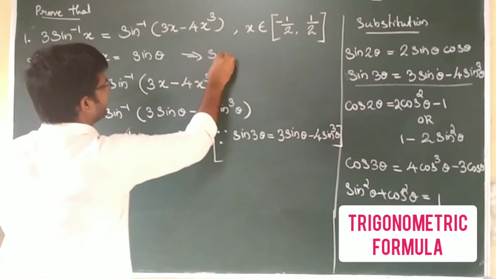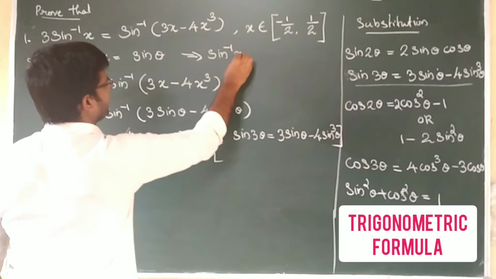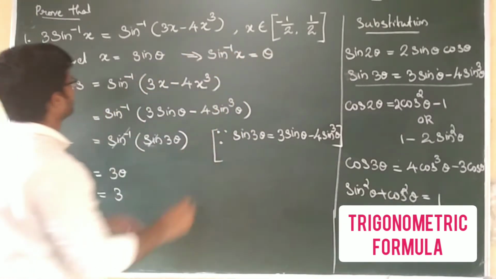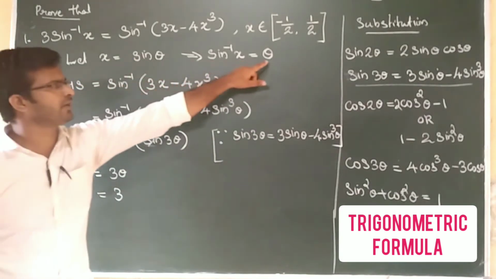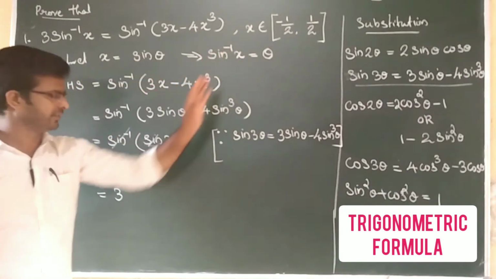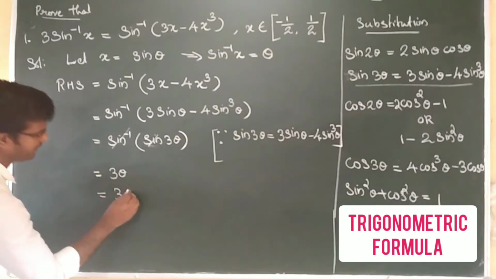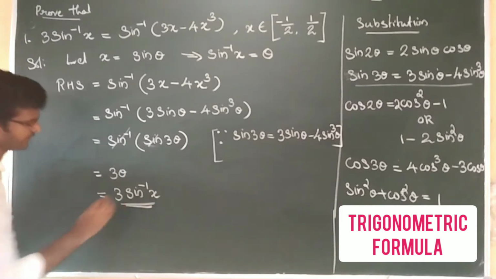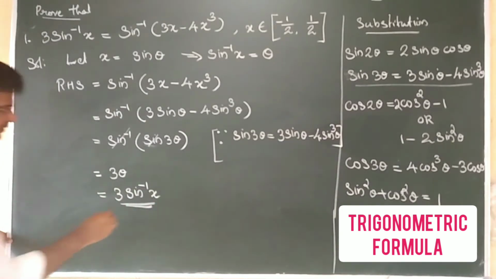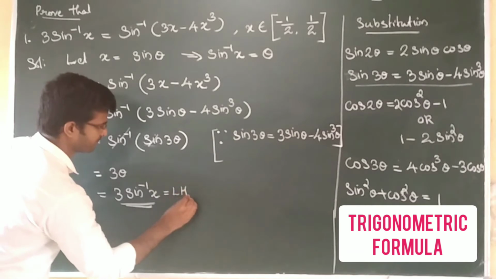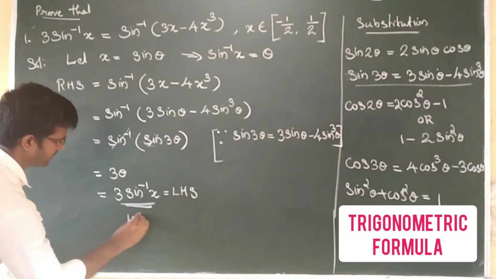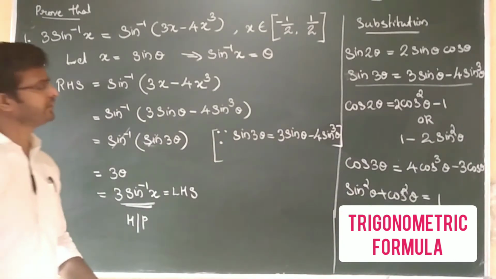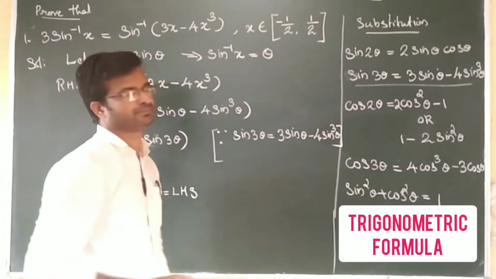Sine inverse x equals theta on the right side. From the first step we got the theta value as sine inverse x, isn't it? That means in the place of theta we can write sine inverse x. So we get 3 sine inverse x. That is our LHS. This is our answer.